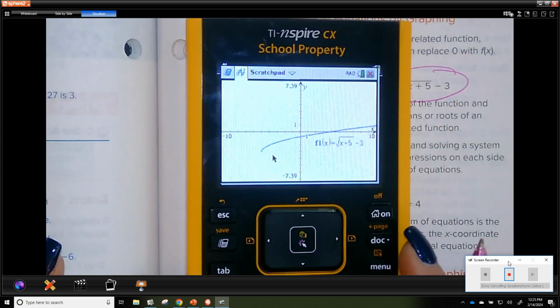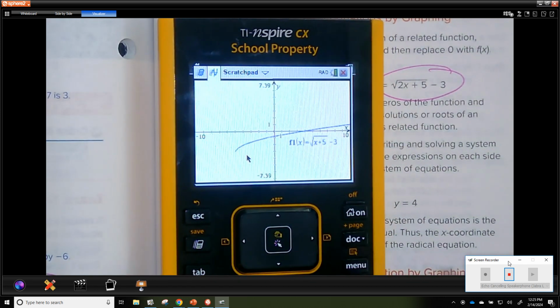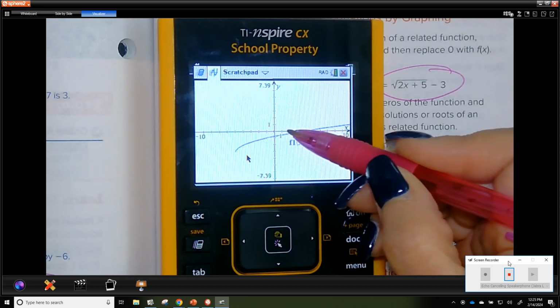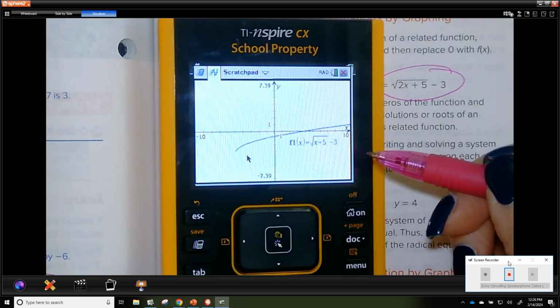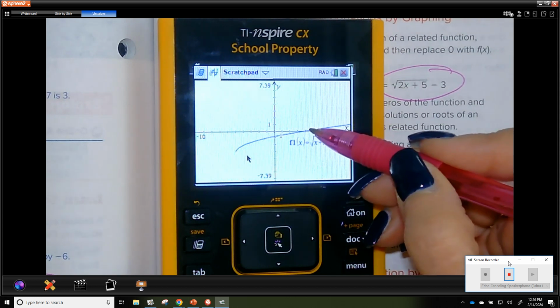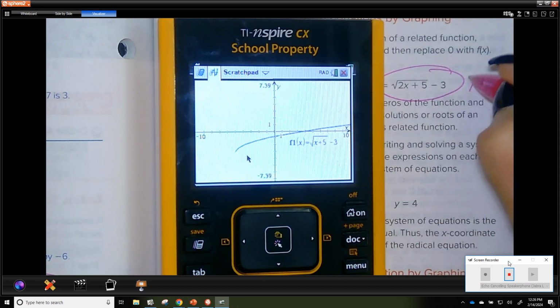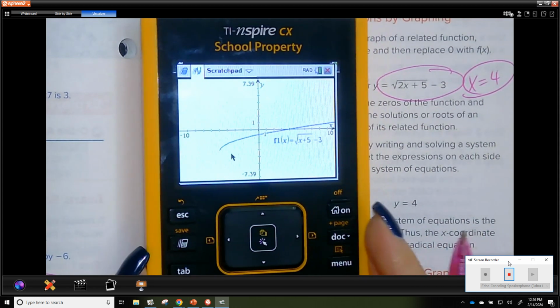Now, which part are we looking for? Just like any other time that we're solving, we're looking for the x-intercept. And this looks like the x-intercept is 4. I'm kind of hesitant because in class I thought it was 2, but I don't remember for sure.